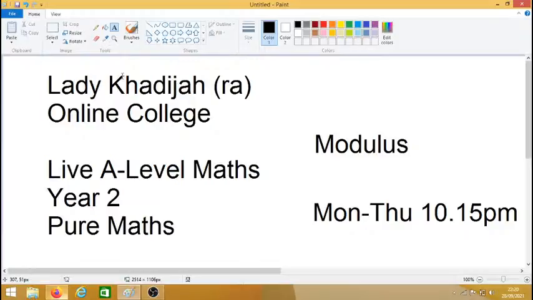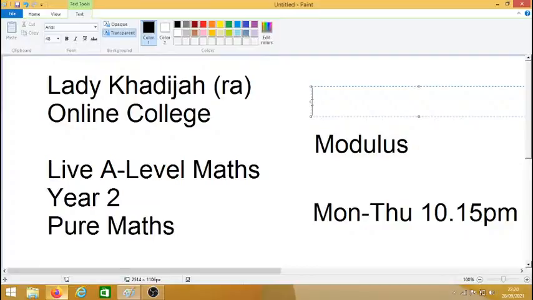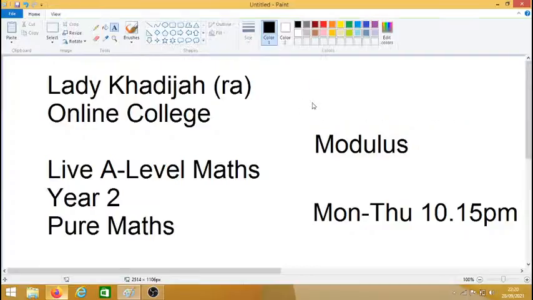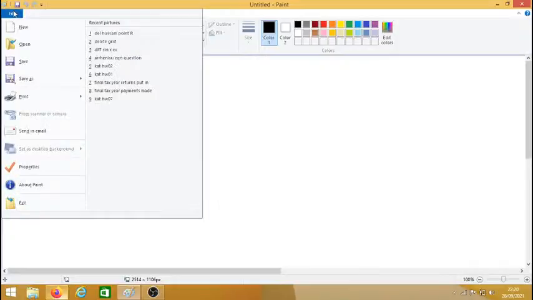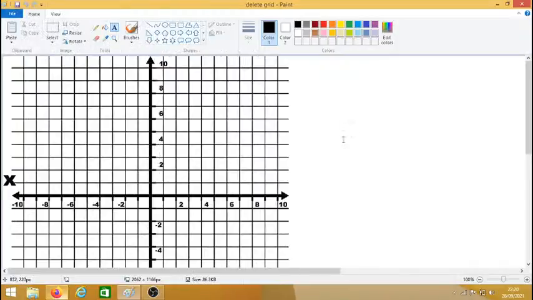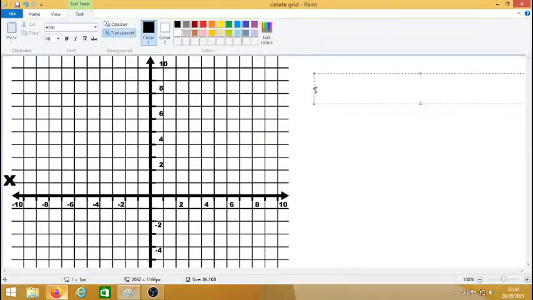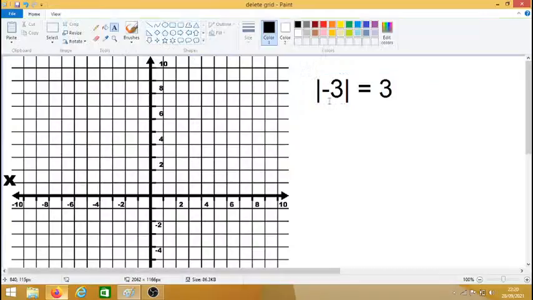Today's topic is the modulus function, carrying on from yesterday. Okay, last time we were looking at what the modulus function does to a number. So something like modulus of -3, that would just be 3. In other words, if it's a minus, then we ignore the minus. And if it's a plus, then it stays as a plus.